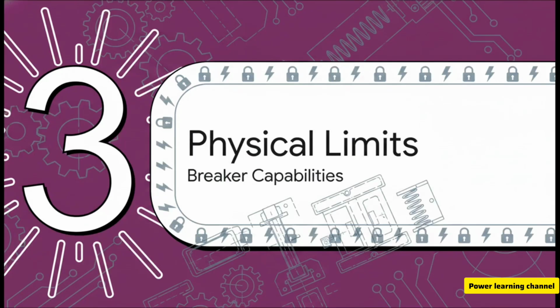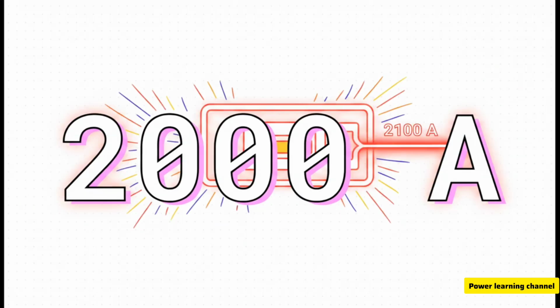Okay, Section 3. Let's dig into those physical limits. First up is IN, which stands for continuous current capacity. Let's say we have an IN of 2,000 amps. The crucial thing to understand here is that this is the breaker's thermal limit. It represents the maximum current the breaker can carry all day, every day, continuously without overheating. If you try to push, say, 2,100 amps through it for too long, things are going to get dangerously hot.